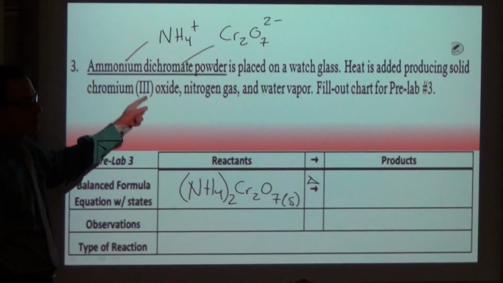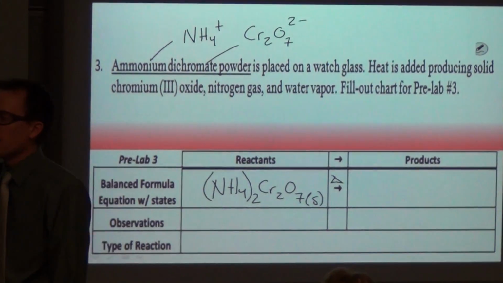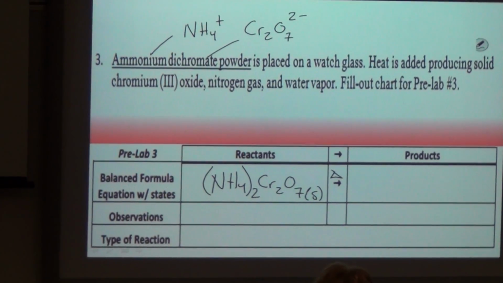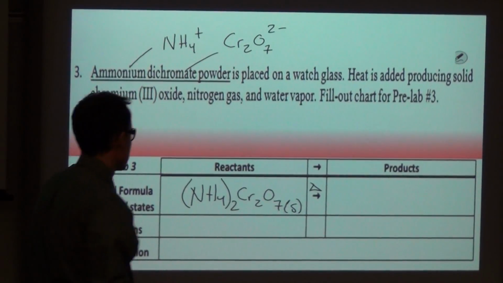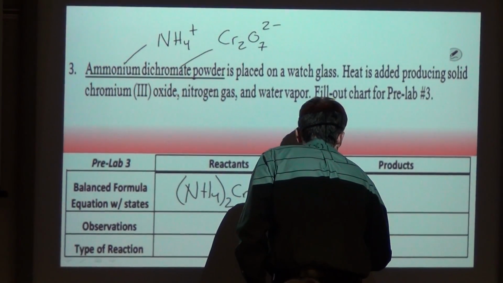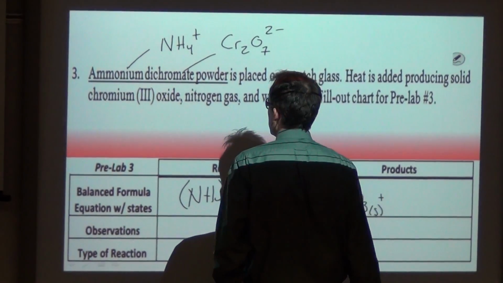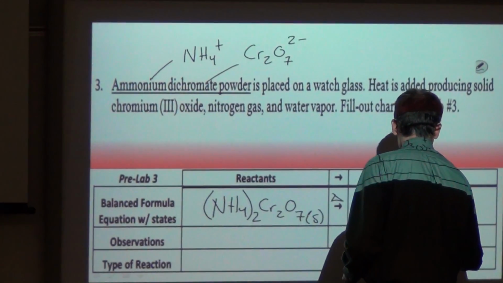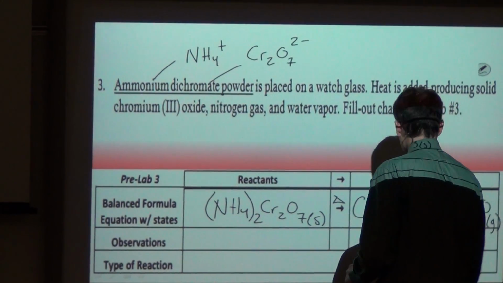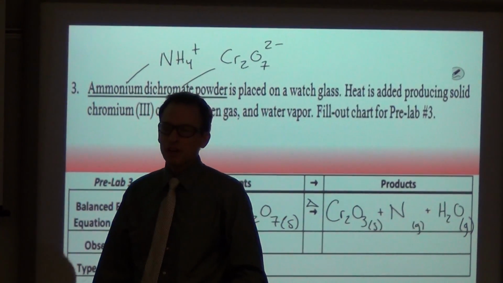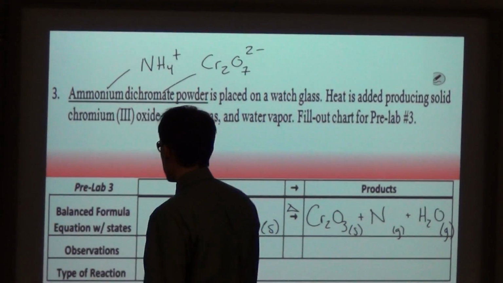Producing solid chromium 3 oxide. Okay, oh shoot, I got to figure out this one too. The 3 tells me the charge. 3 for charge, chromium oxide, so oxygen is 2-. So those crisscross, and I have Cr2O3. It told me that was a solid. Nitrogen gas, that's N, and water vapor. Whenever I write something by itself, I have to ask myself, is that a diatomic? Is N a diatomic? Yes, nitrogen is N2.